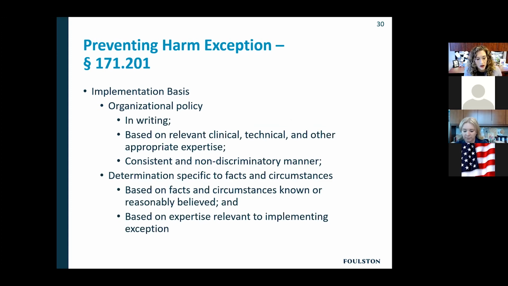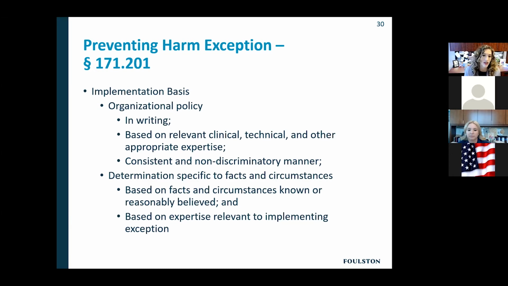So then the final part that you also have to meet is that there's some sort of implementation basis. And that's either going to be an organizational policy or a determination that is specific to the facts and circumstances. If you have an organizational policy on this preventing harm exception, it needs to be in writing, based on relevant clinical, technical, or other appropriate expertise, and consistently applied in a non-discriminatory manner. We are always going to recommend that you have some sort of organizational policy that outlines these various analyses and requirements, because it's much easier than making sure you've got all your ducks in a row in the documentation if you fall into the latter category.